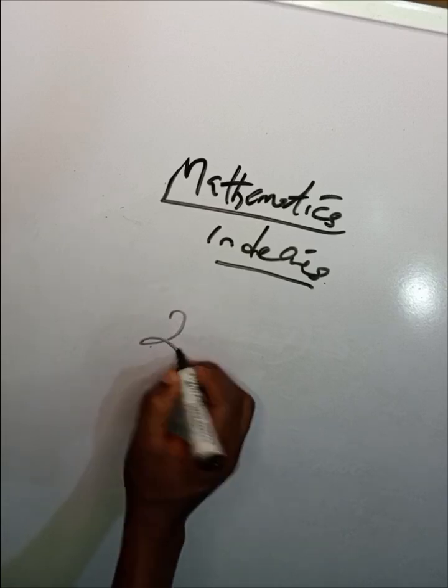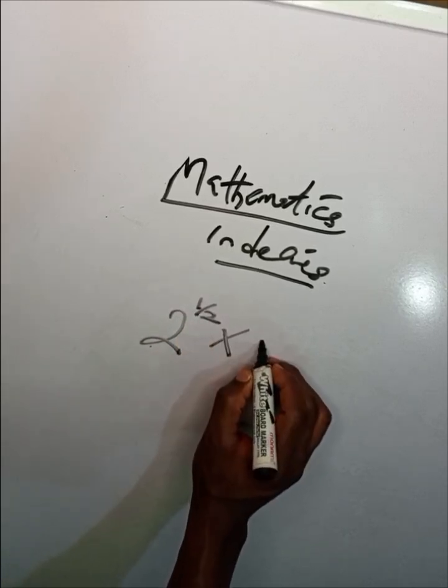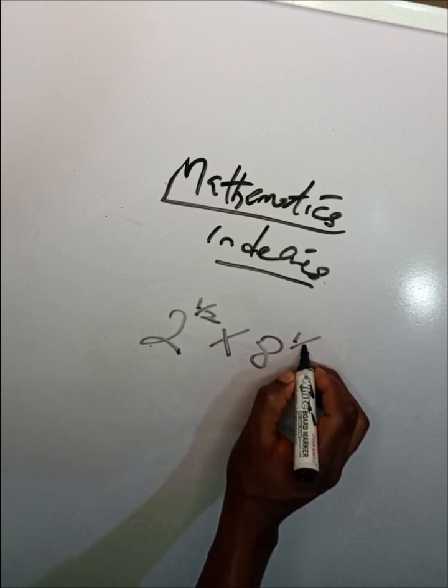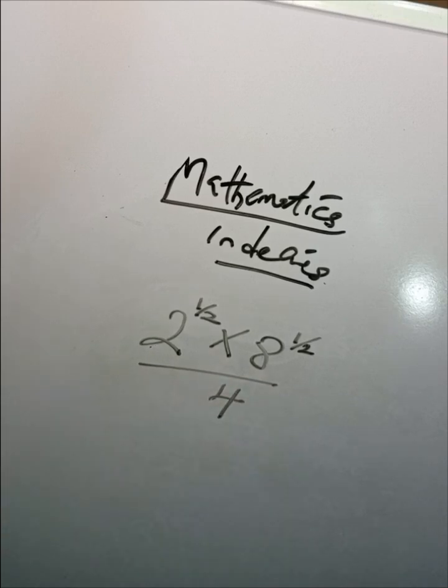If you have 2 raised to power 1 over 2 times 8 raised to power 1 over 2 by 4, what is the answer? Solve. What is the answer? You are expected to get 1.